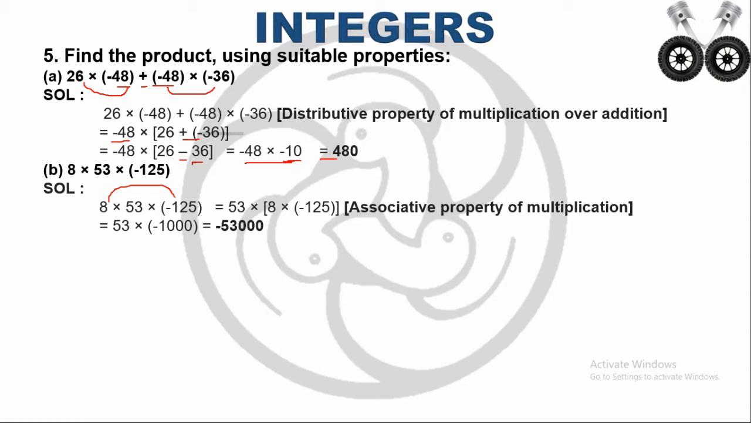So here, 8 into minus 125. Both the integers have different signs, so I have to put the negative sign. 8 into 125, the answer is 1000. Then 53 into minus 1000 is minus 53,000.